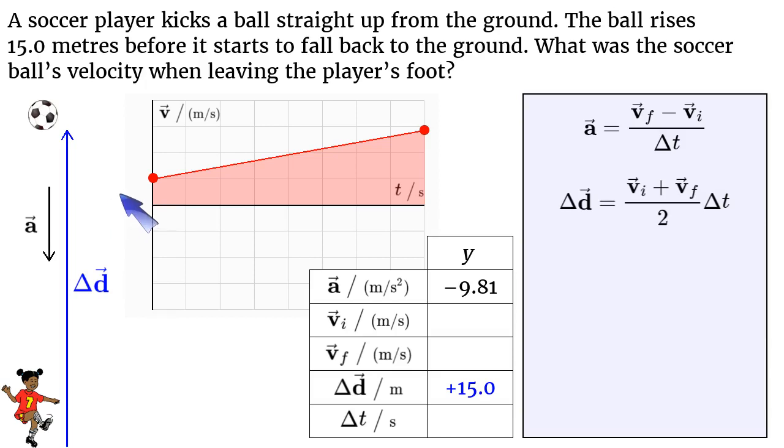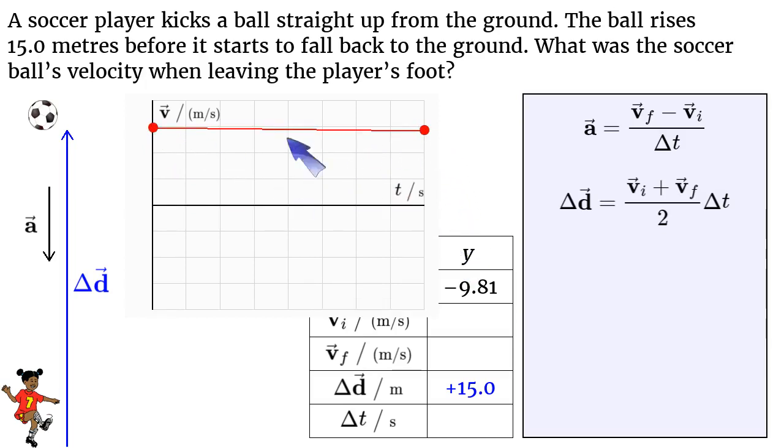The third thing we know is going to be the final velocity. Let me adjust the velocity graph here. We're going to start with a positive initial velocity. The ball is going to rise. As the ball rises, gravity causes it to slow down.